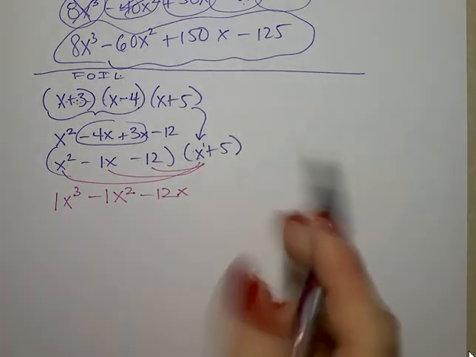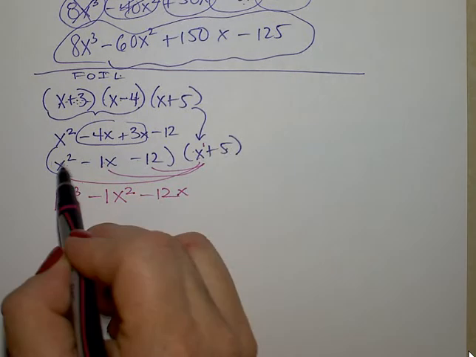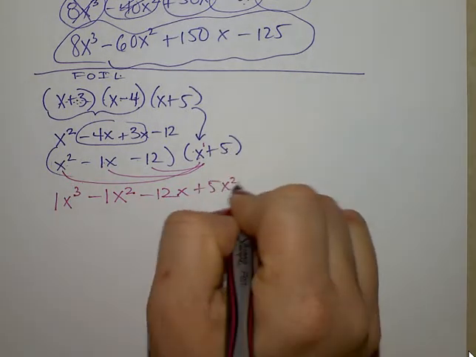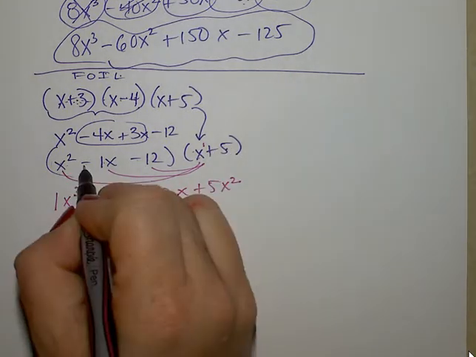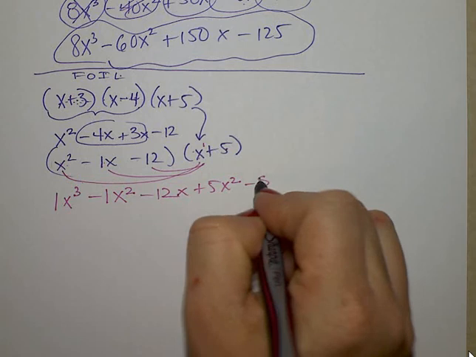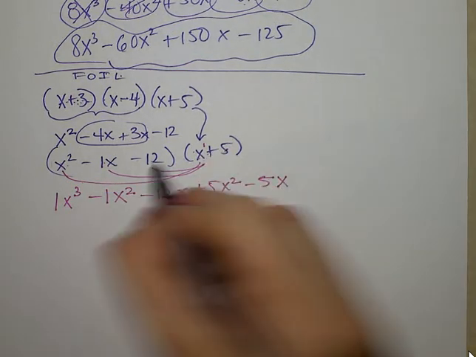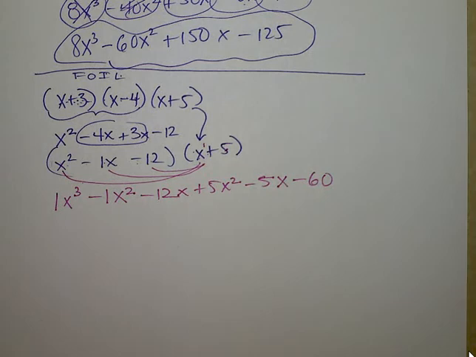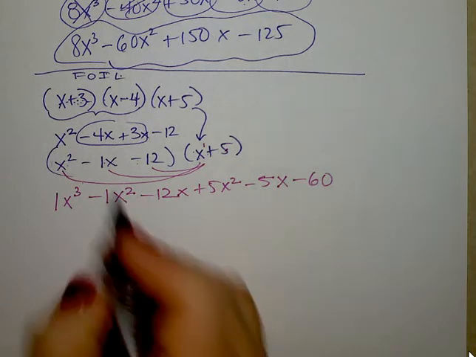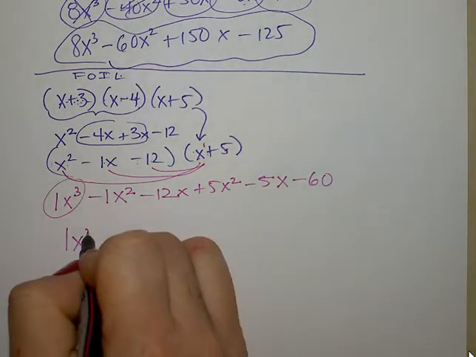The same process now with the 5. 5 times x squared is 5x squared. Positive 5 times negative 1 is negative 5. Attach x. And 5 times negative 12 is negative 60. 1x cubed.